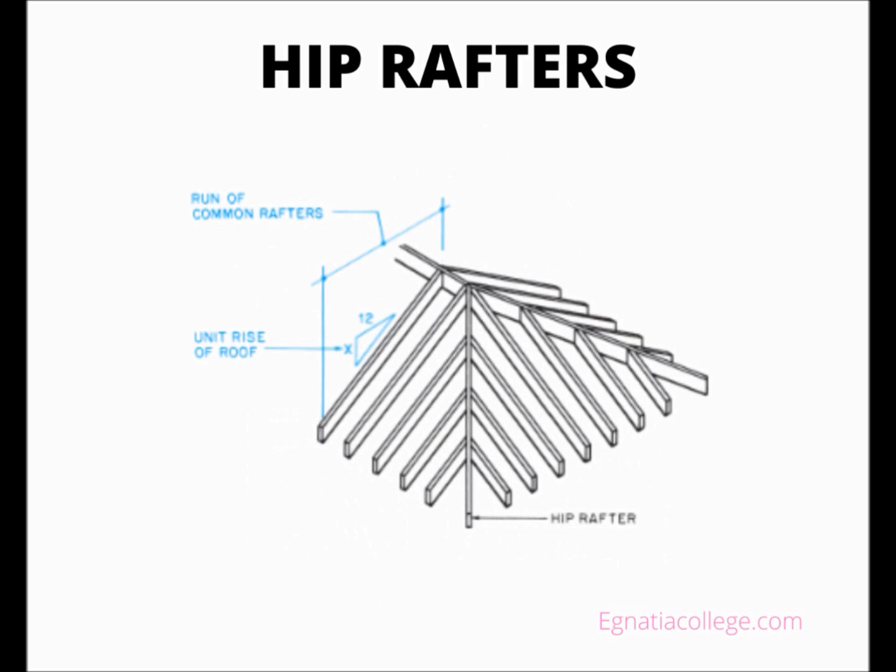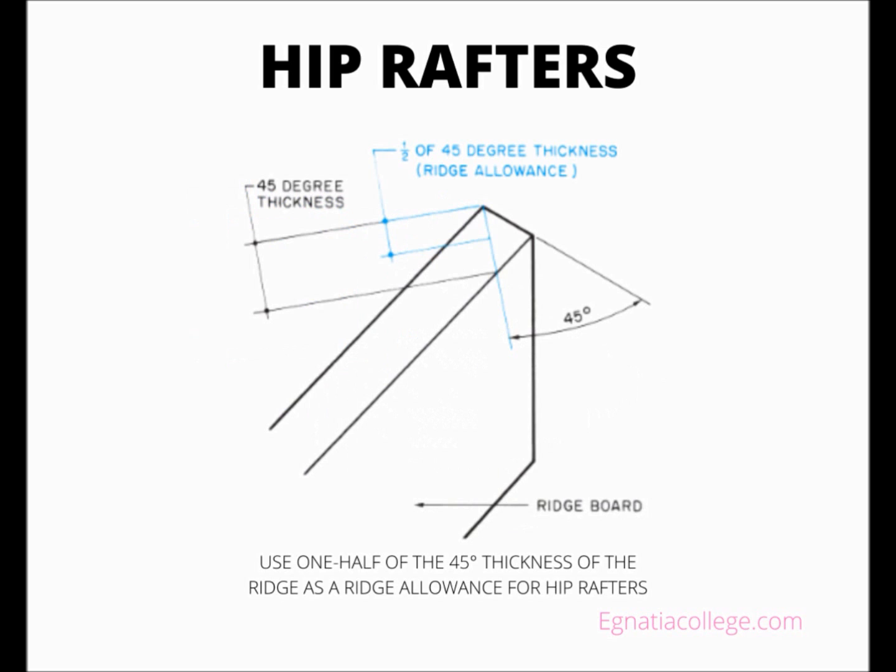Unit 22. To calculate the length of a hip rafter, you must know the run of the common rafters in the roof and the unit rise of the roof. The length of the hip rafters is then found by using the table for length of hip and valley rafters in the same way the table for the length of common rafters is used in Unit 22.